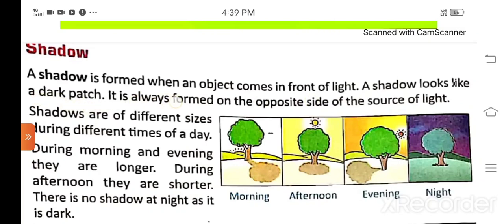Shadow. A shadow is formed when an object comes in front of light. A shadow looks like a dark patch. It is always formed on the opposite side of the source of light. Shadows are of different sizes during different times of a day. During morning and evening they are longer. During afternoon they are shorter. There is no shadow at night as it is dark.